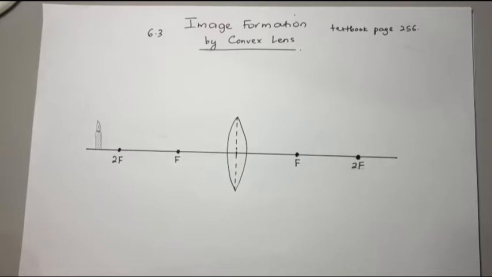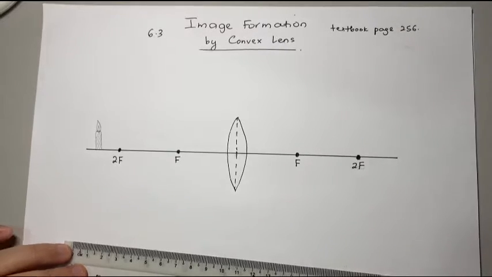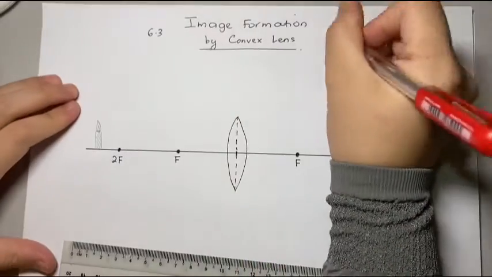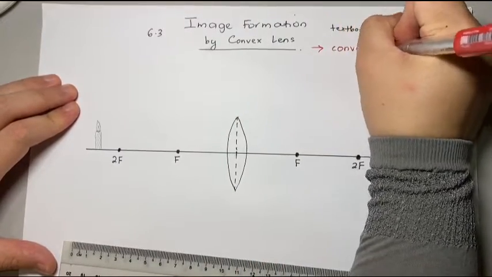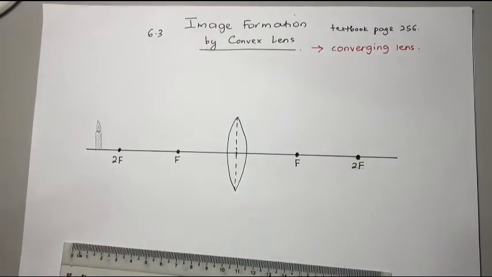So today we are going to continue with image formation by convex lens. Right? So here I have a convex lens. Now convex lens is also known as converging lens. Alright? Converging lens meaning all the rays will be focused towards a point, and that point is what we call as focus point.